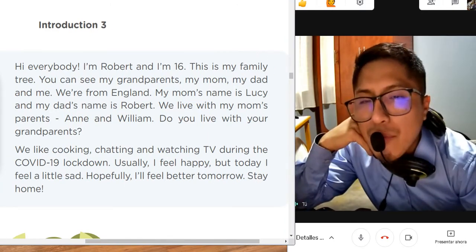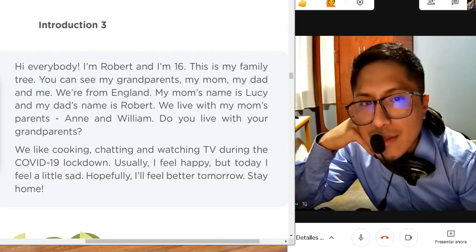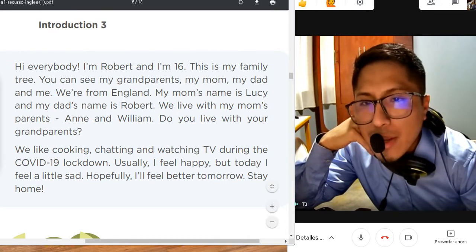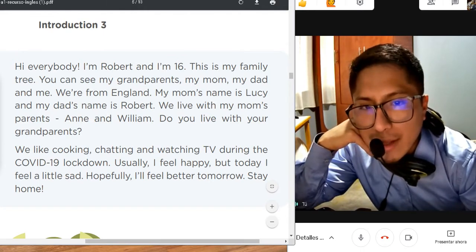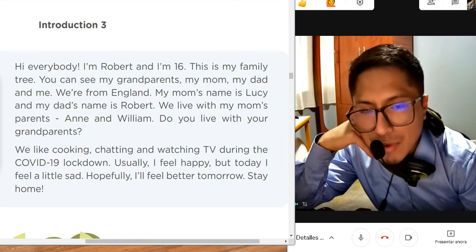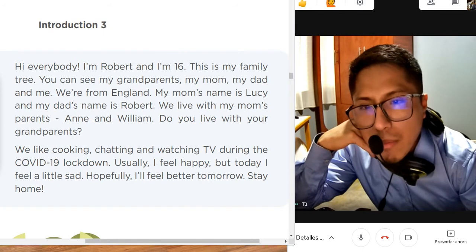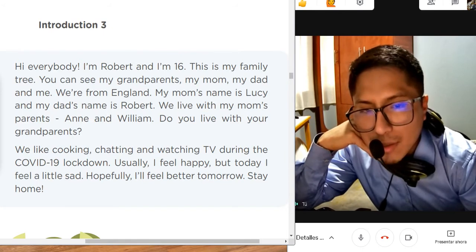Hi everybody, I'm Robert and I'm 16. This is my family. You can see my grandparents, my mom, my dad, and me. We are from England. My mom's name is Lucy and my dad's name is Robert. We live with mom's parents, Annie and William. Do you live with your grandparents?